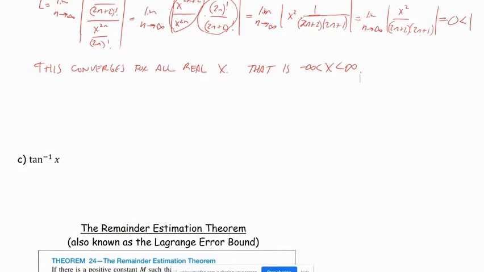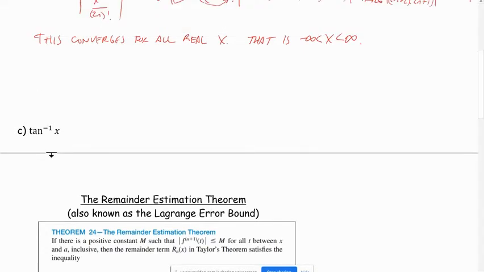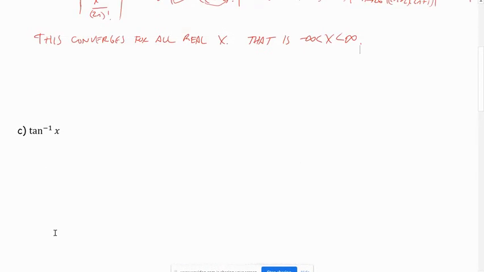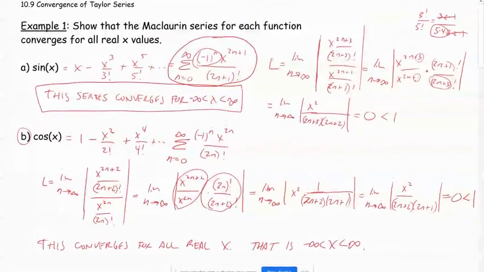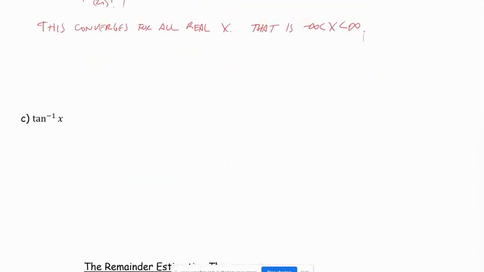Okay, and we'll go ahead and find the radius of convergence, or the interval of convergence, for inverse tangent. This one is not all real numbers, so my directions don't really apply to C because this one isn't all real numbers, but we'll see why. If we write out this series, it is x minus x cubed over 3, not factorial, just 3, plus x to the 5th over 5, and so on. That is negative 1 to the n, x to the 2n plus 1 over 2n plus 1.